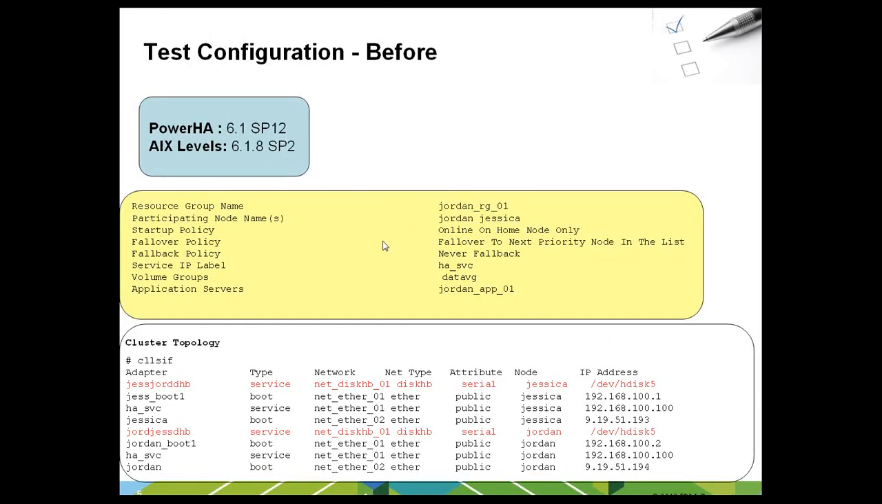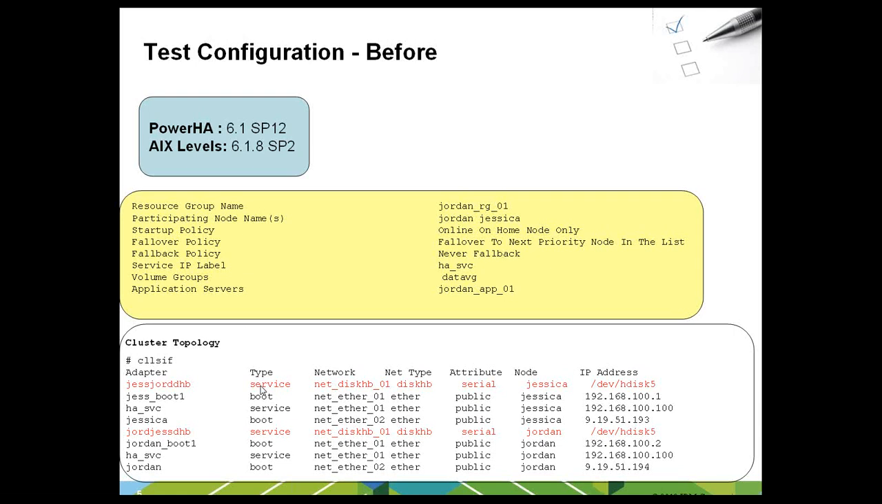So very quickly, just an overview of my cluster configuration. I'm starting with 6.1 Service Pack 12 of PowerHA, along with AIX level 6.1.8 SP2. I have a very simple, what we call a 2-node hot standby cluster with a service address, a single volume group with just a couple of file systems in it. I have just kind of a dummy application server. All it's really doing is throwing a banner command out to start and stop. And you can see here I have a disk heartbeat network configured. That's very common in 6.1.